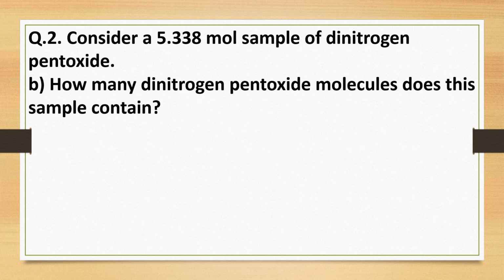Let's try a different example. In this example, similarly, we have 5.338 moles of a sample, but instead of converting it to how many grams, or the weight, of this particular molecule, we want to convert it to the units of molecules. That means we want to know how many molecules of dinitrogen pentoxide we have when we're given 5.338 moles of this particular molecule.